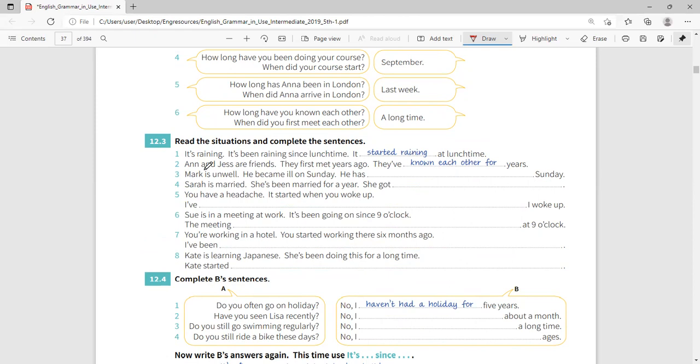2, Anne and Jess are friends. They first met years ago. So you say they have known each other for years. 3, Mark is unwell. He became ill on Sunday. So what do you say? He has been ill since Sunday. Are you together? So homework 4 up to 8.